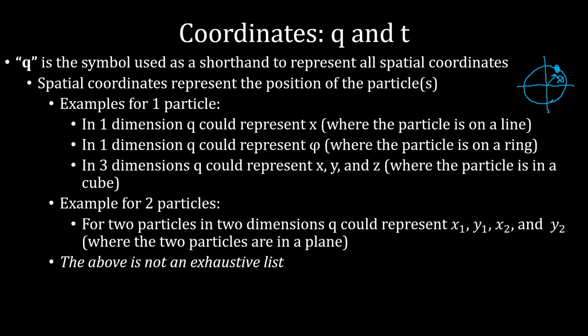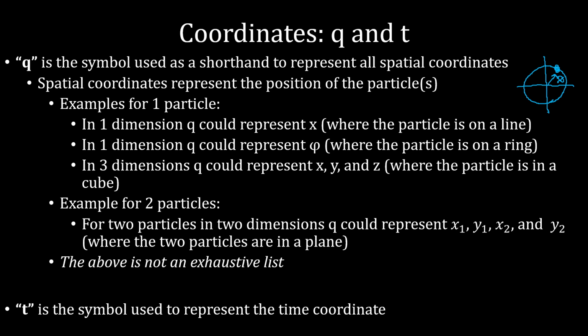But the above is not an exhaustive list. Of course, we could have an infinite number of particles, so for more than one particle we would have a lot of options. But even for a single particle, we could choose what coordinate system we want to represent it in. So there are many more than I've listed on this slide, and we'll see some of those later. And lastly, T is the symbol used to represent the time coordinate.